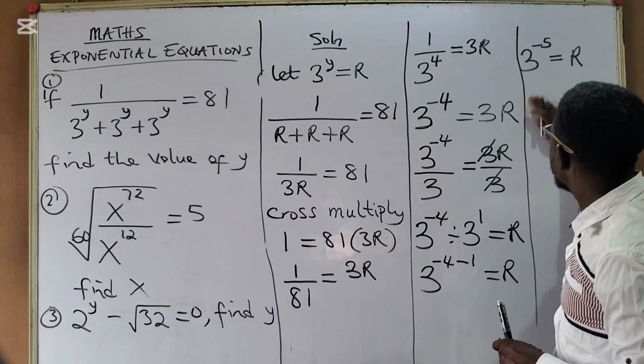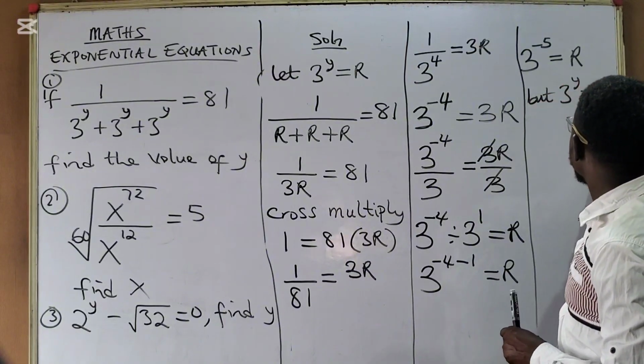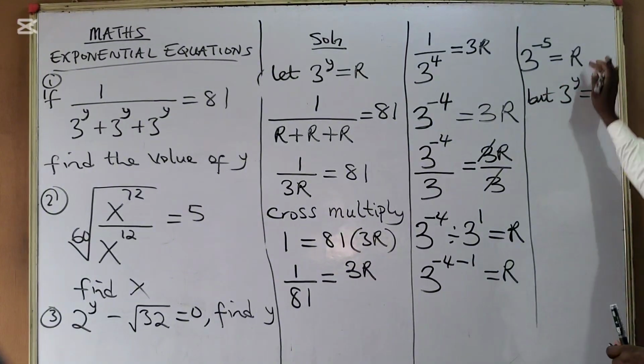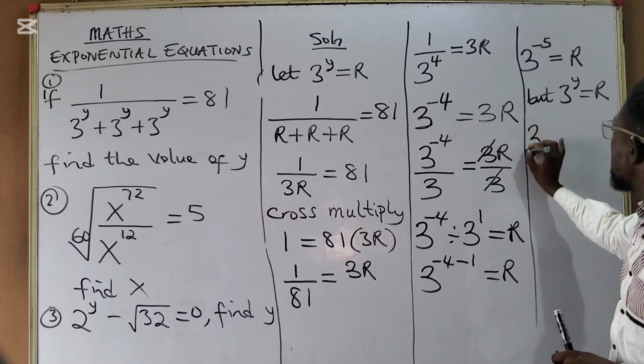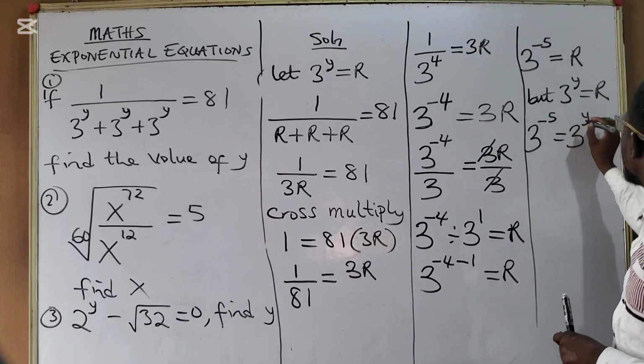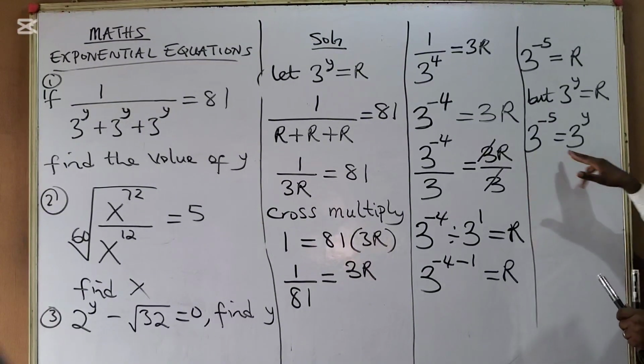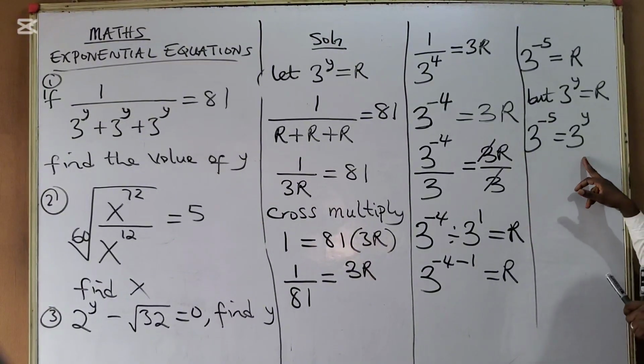Okay, let's put that so that you know exactly what we are doing. We can say that 3 raised to the power Y equals what? R. So I now substitute the value. So I'll get 3 raised to the power minus 5 equals 3 raised to the power Y. If you look at that now, you see that the bases are equal on both sides.